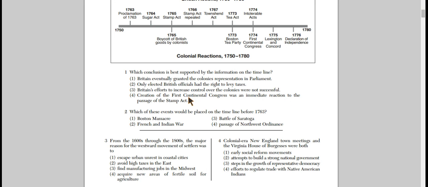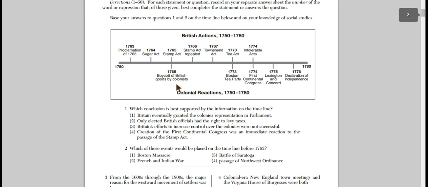So I'm going to look at this and say, creation of the First Continental Congress was an immediate reaction to the passage of the Stamp Act. So let's go back up here. We have the First Continental Congress was formed in 1774, and we have the Stamp Act passed in 1765. And I don't know about you, but 9 years is not really immediate. So we're going to get rid of 4.